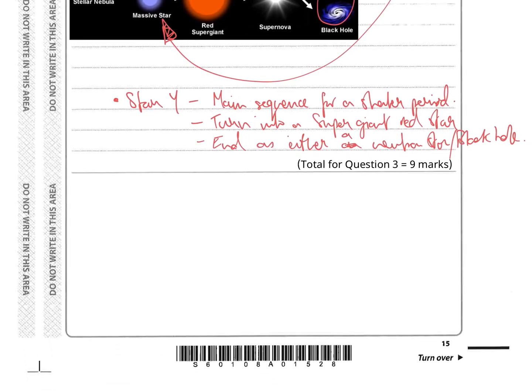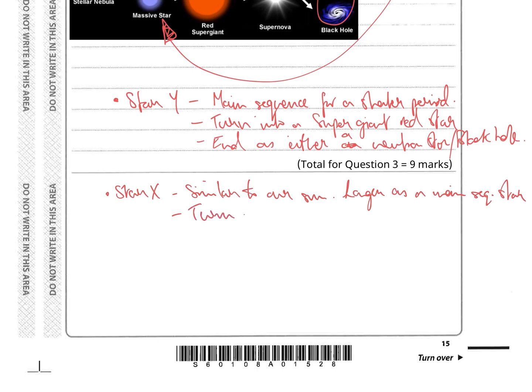whereas star X is similar to our Sun, so it will stay longer as a main sequence star. Sorry for the abbreviations, I'm trying to write fast. It will turn into a red giant, or a giant red star, and then it will end as a white dwarf.